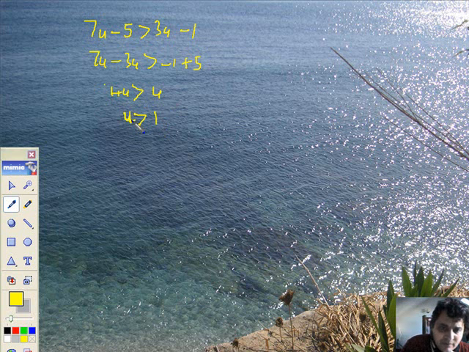Unfortunately my u looks a bit like a 4, so sorry about that. Alright, so 4 over 4 is 1, u's got to be greater than 1. Let's try a dodgier one.